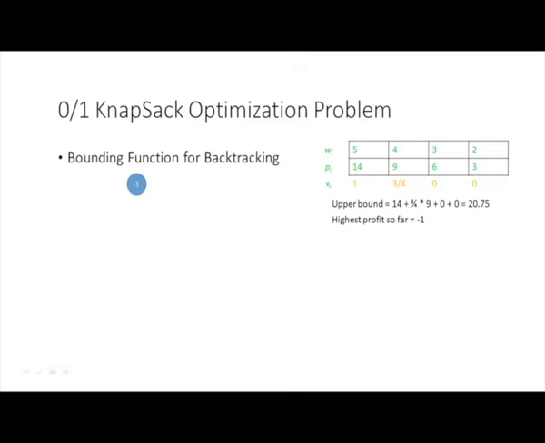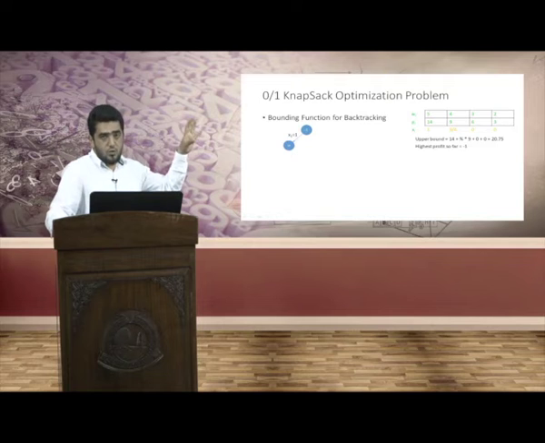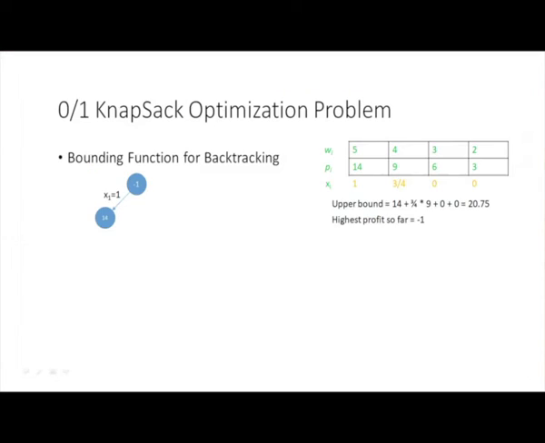We'll change the orientation a little bit. In our earlier cases, we were taking the left child as the case when the item was not considered, or xi is equal to 0. So based on the finding that the upper bound from the root was way greater than the highest profit so far, we'll create our left child. So x1 is equal to 1 in this case, and the profit gained up to this point now is 14.